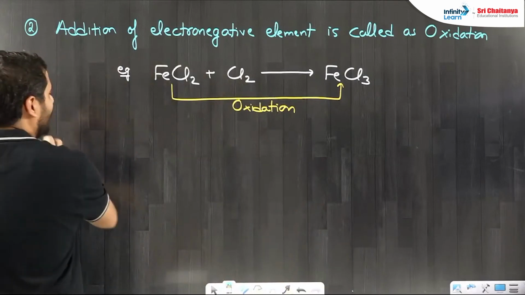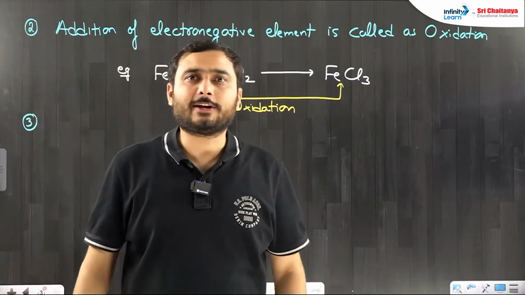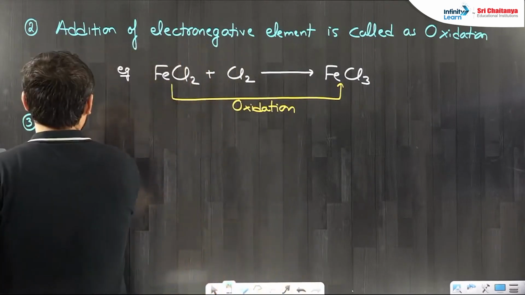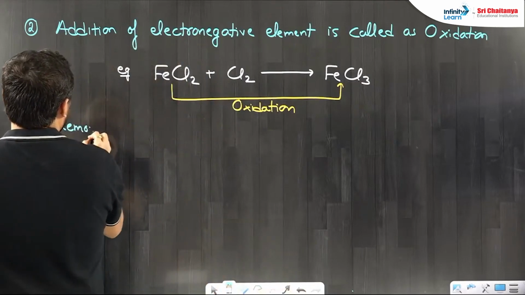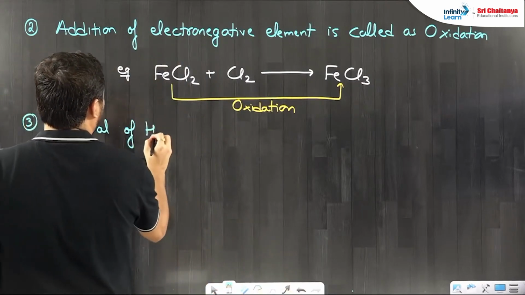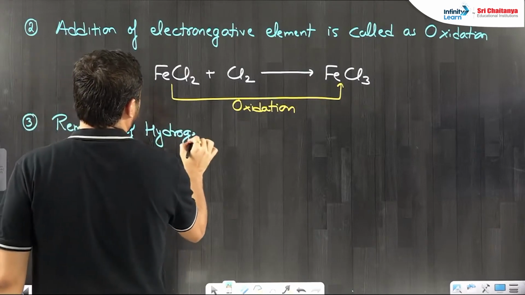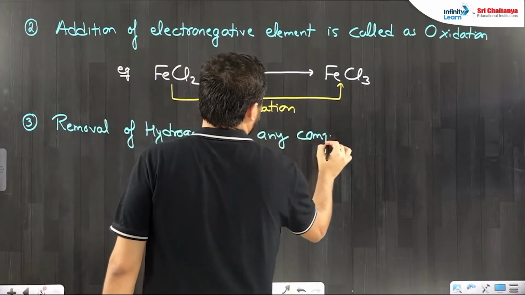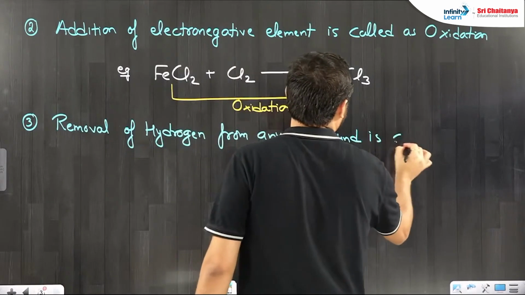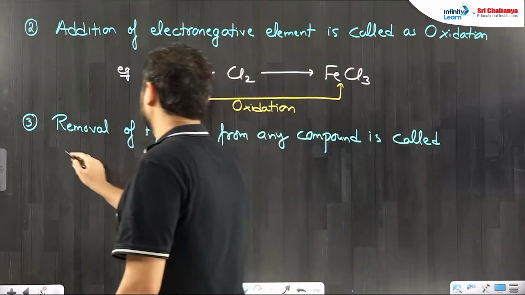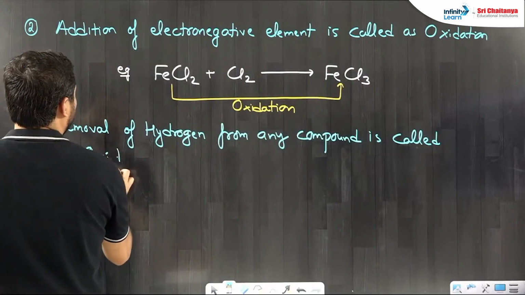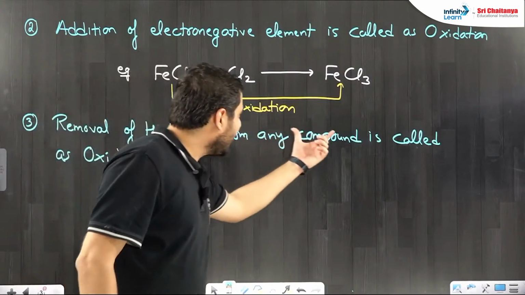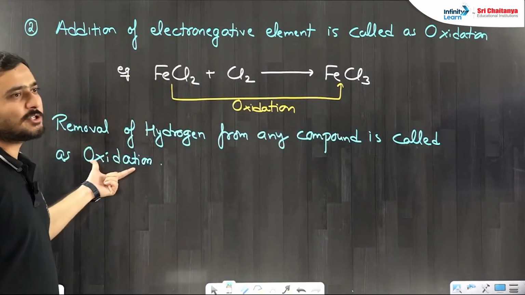So these are 2 points for addition. First we have written addition of oxygen. Second is addition of electronegative element. Now next will be removal. If we remove hydrogen from any compound, removal of hydrogen from any compound is also called oxidation. Hydrogen cannot be removed from an element because it is H2. We have to remove hydrogen from a compound.